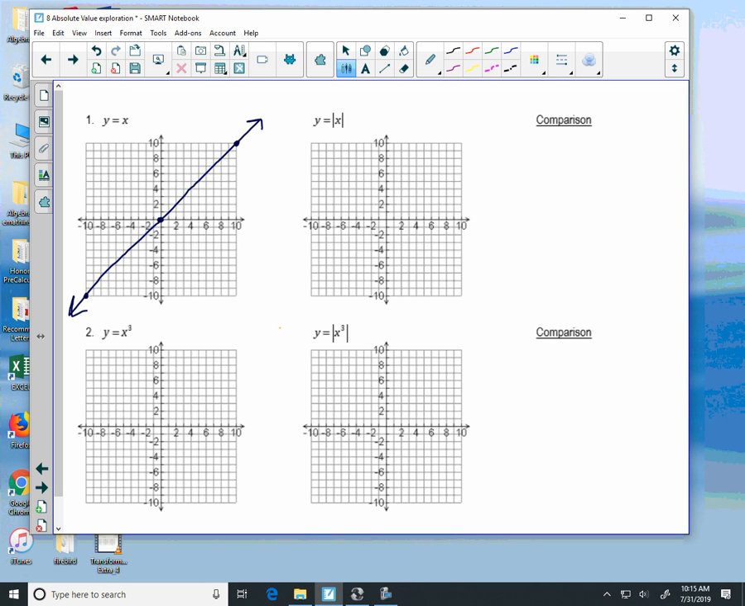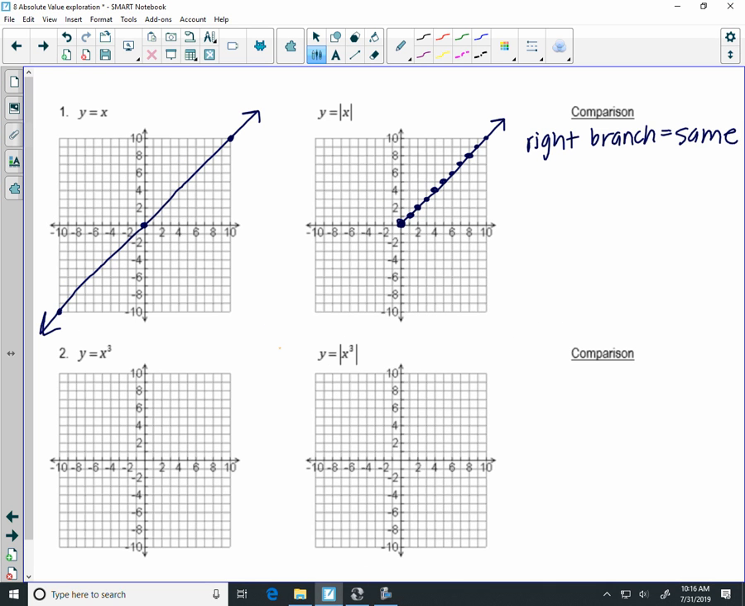The absolute value of x is one of our parent functions. The right branch is the same as y equals x. And we're going to do a comparison here. So, right branch, but with absolute value, instead of the left branch going below the x-axis, it comes above.